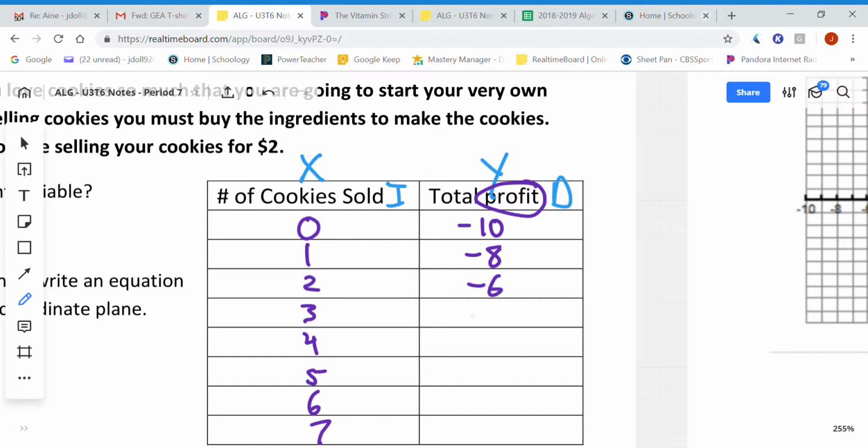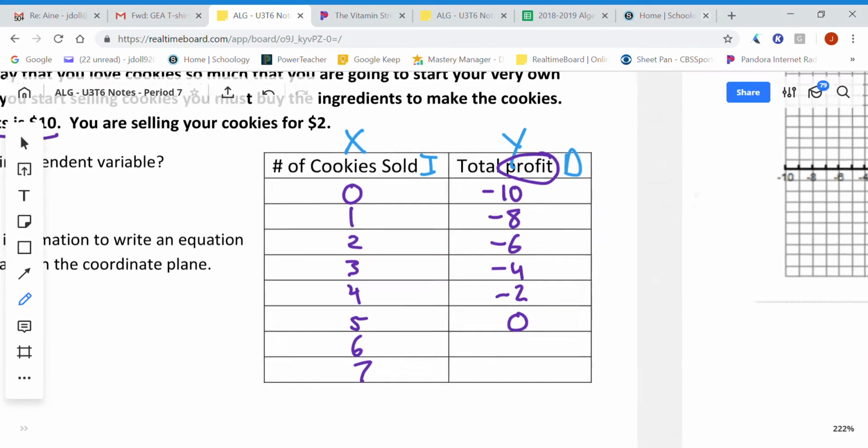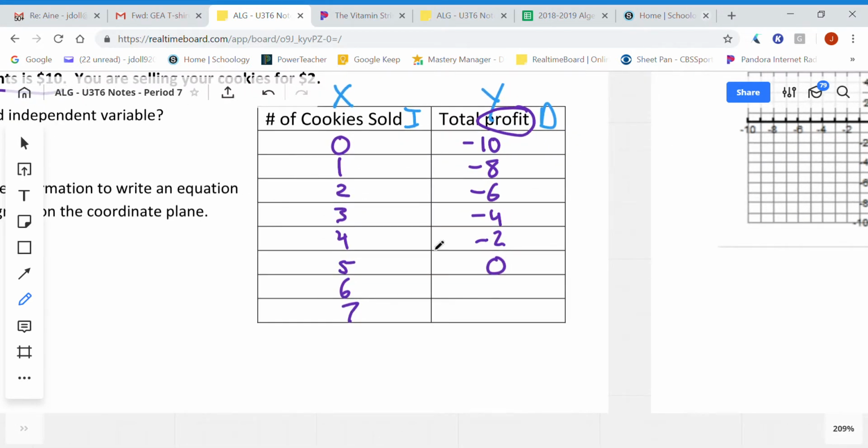2 cookies is negative 6, negative 4, negative 2. And if I sell 5 cookies, you can see I have now gotten back to where I started at $0. After that, you can see I'm going to start making money on my cookie selling business.